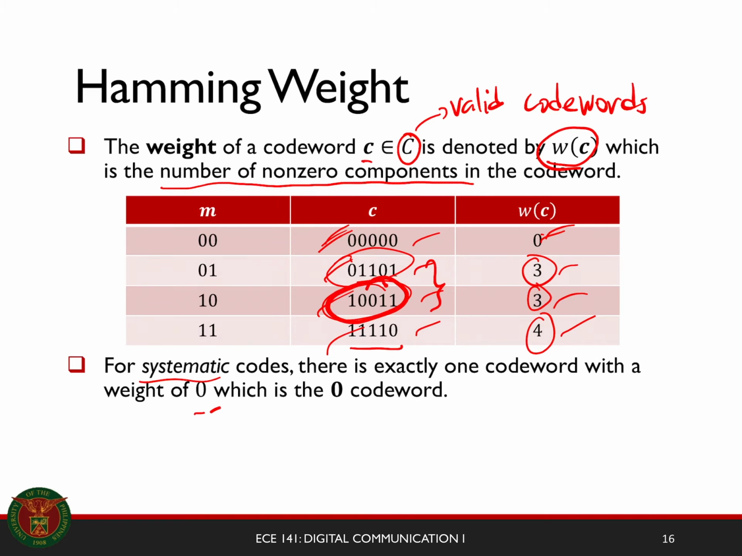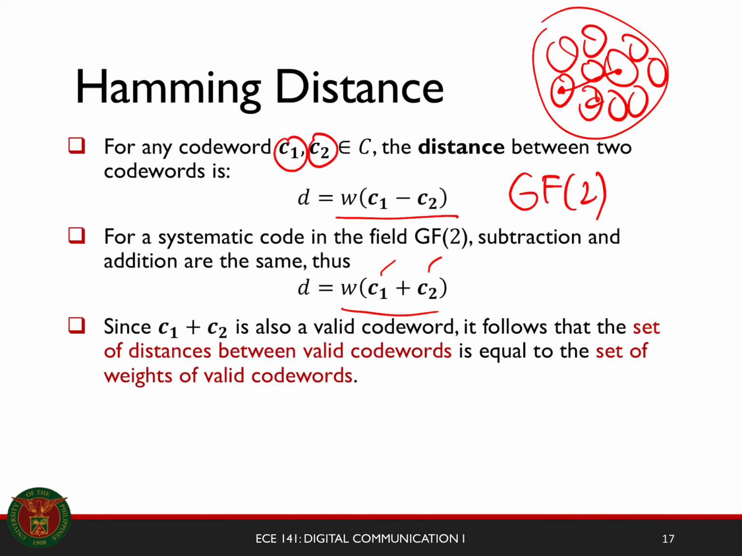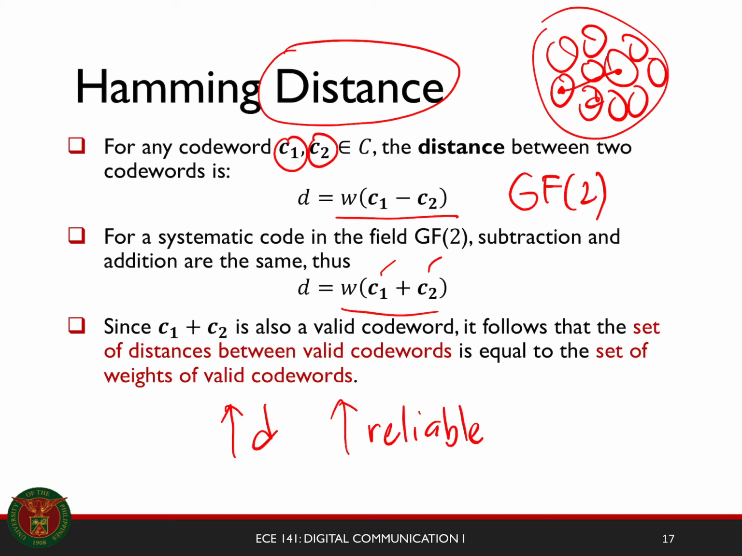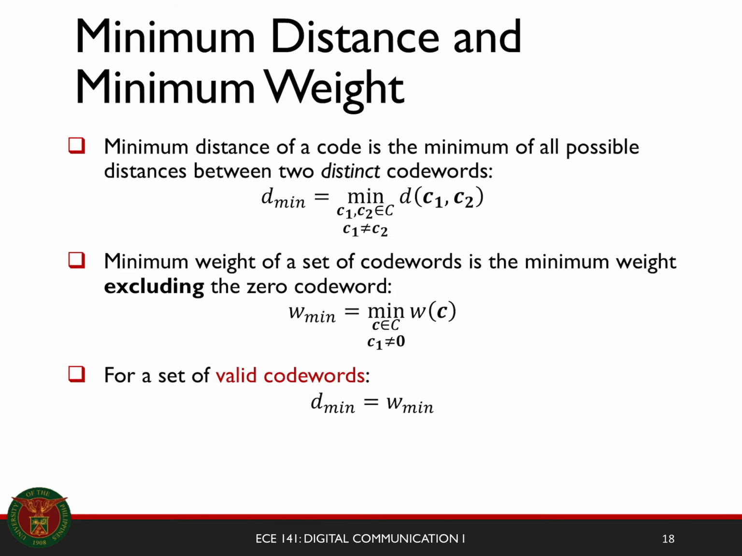If you take the distance of this with this, that is 0, 1, 1, 0, 1, which is your second code word. Then the weight is equal to 3. And so on and so forth. So just to refresh your memory, when we have a distance between two symbols, we want to always maximize that. You'll see in a later part of this lecture that the greater your Hamming distance, the more reliable your code becomes. Okay?